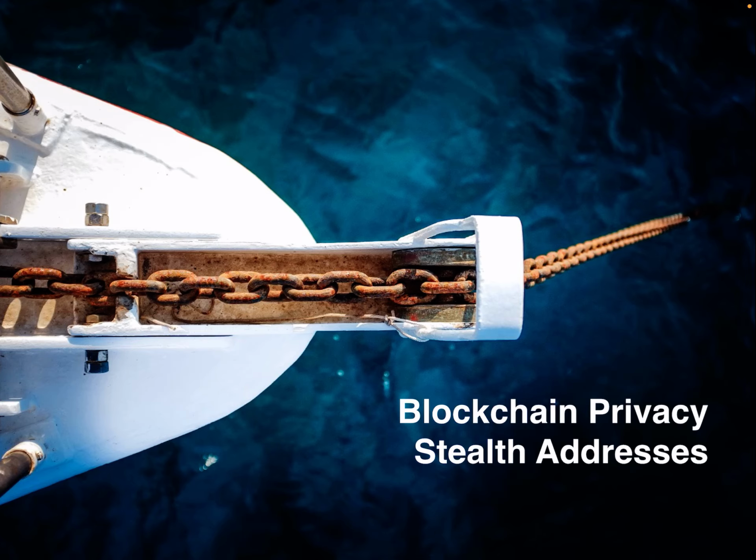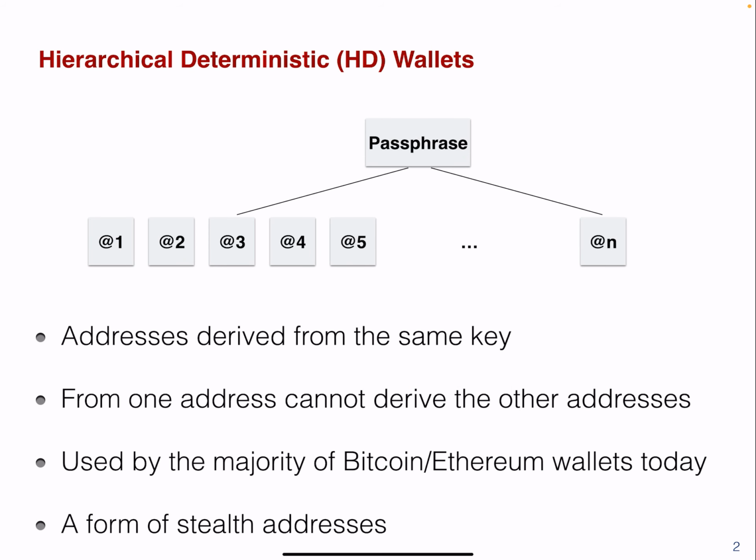Blockchain stealth addresses. So the typical and probably simplest stealth address is the HD wallet address, or hierarchical deterministic wallet address. This is one of the most famous and most common wallets that you get. If you go to MyEtherWallet or any other wallet, they most likely support HD wallets.